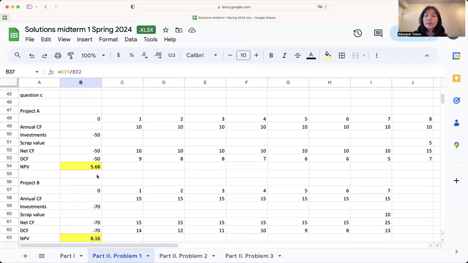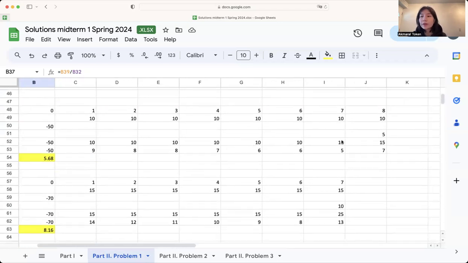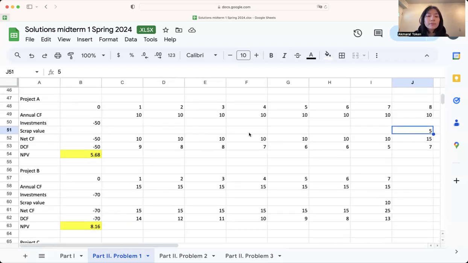The next step was to calculate the net present value for these 3 projects. Net present value takes into account the cash flows. Cash flows are given as $10 per year for 8 years for project A, but you also have to add scrap value in your calculations, because you're going to receive scrap value at the end of the useful life. So the scrap value of $5 in year 8 is added. Net cash flow is the sum of annual cash flows and scrap value: minus $50 of initial investment, $10 for the first 7 years, and $15 for the 8th year.